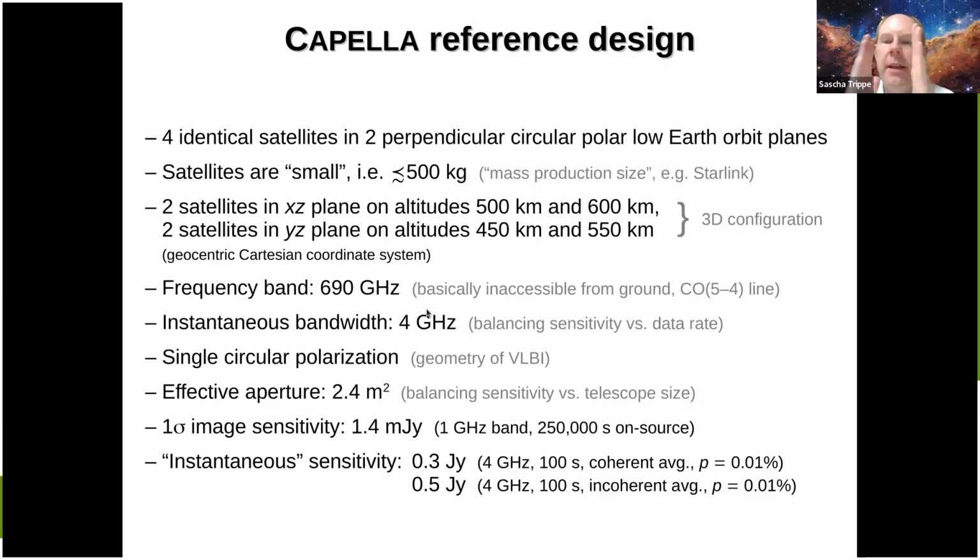So we have a certain instantaneous bandwidth. The bandwidth of the receiver tells us something about the sensitivity. The wider the band, the more light we can actually receive and process, so that is good for the sensitivity. But if the bandwidth is too wide, then we have problems with the data rate of the data that we actually need to send to the ground. So we have to balance everything, and 4 gigahertz seems to be a good choice currently.